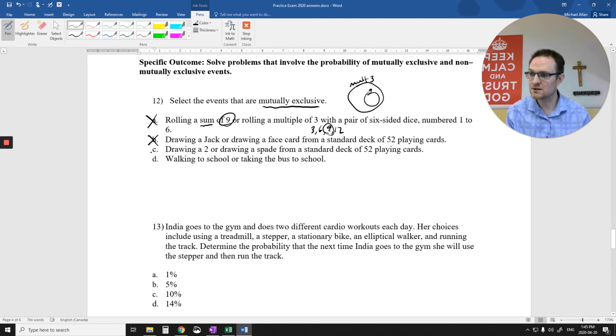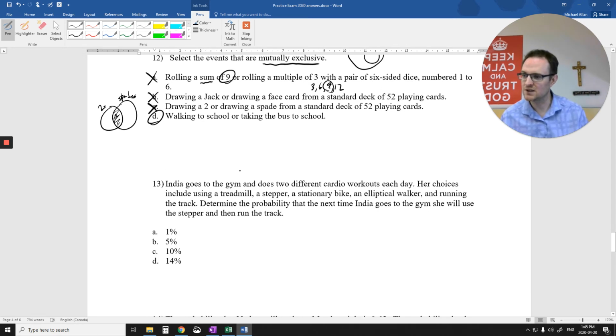I'm drawing a 2 and a spade. Well, they don't necessarily have to draw 2 spades, but they could happen. So they're definitely not mutually exclusive. This would be more of a Venn diagram that looks like this. Here's my spades, here's my 2s, and there's a little overlap here. So that's the case. And then walking to school, taking a bus, that's definitely mutually exclusive. You do one or the other, you can't really do both.